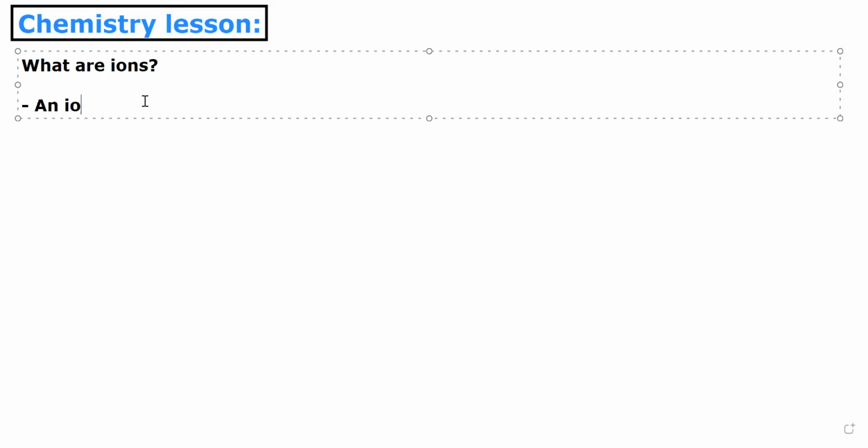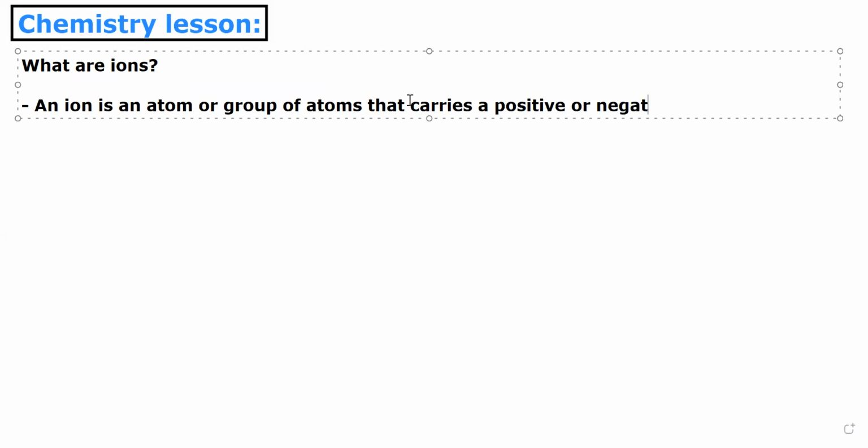An ion is an atom or group of atoms that carries a positive or negative electrical charge. This is what we're going to talk about.